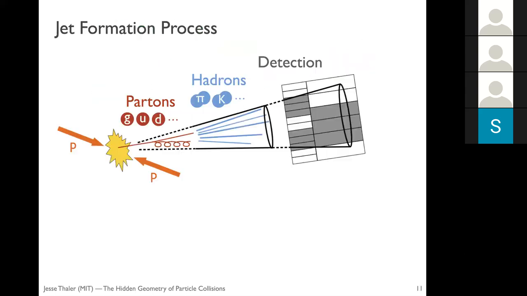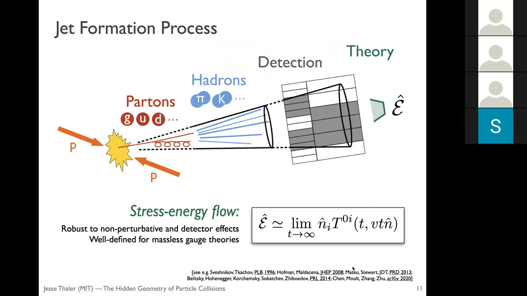But actually, this whole story goes through, even if you include particle masses. And if you want to read more about that, there's a paper that I wrote with Vicente Mateu and Ian Stewart back in 2013, where we generalized the stress energy flow operator to handle the massive case. It's kind of hidden here. There's this v term, which is talking about the velocity of particles. If you track not just the flow of energy, but the speed at which that flow is going, that allows you to treat the massive case.